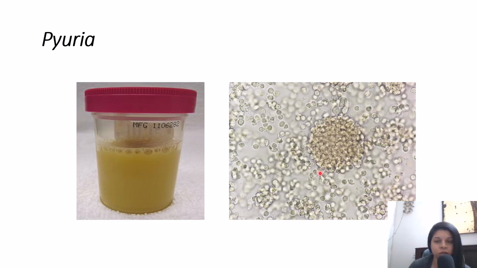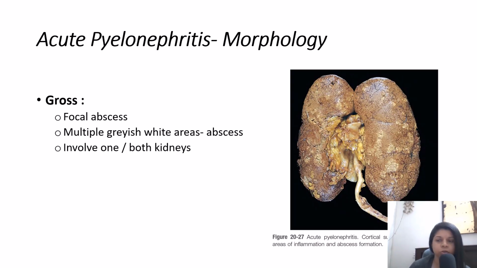So this is how pus in the urine looks, and this is how the urine will look, somewhat yellowish, greenish. In acute pyelonephritis, grossly what you will see is that the kidney has abscesses or pus points on the capsule and the kidney parenchyma. One kidney can be affected, or both kidneys can be affected.